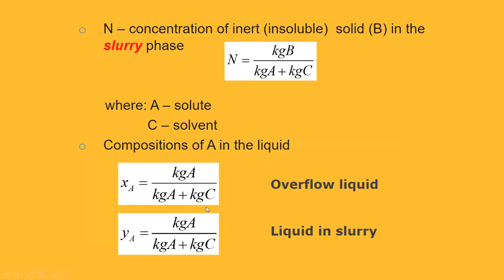So again, as I was emphasizing, we express our concentrations here in leaching in terms of A and C only in the denominator. We don't include in the denominator the inert insoluble solid B. So whatever is in the numerator, that's the particular component that we wish to account for in terms of its concentration, but always the denominator is only in terms of the solute A and the solvent C. We don't include B in there. Even in the manner we express the concentration N, and that is your inert insoluble solid.